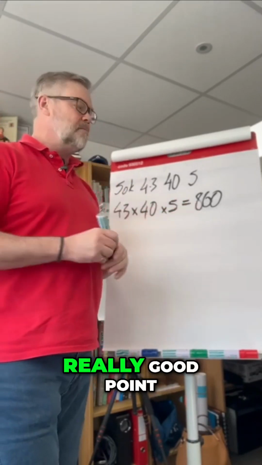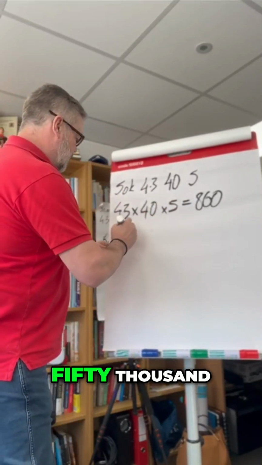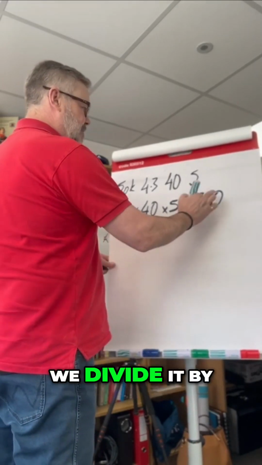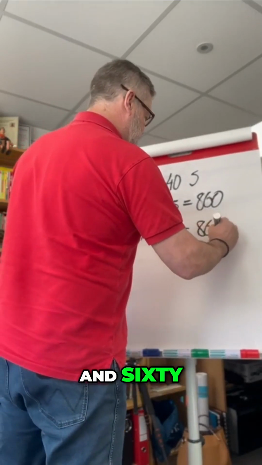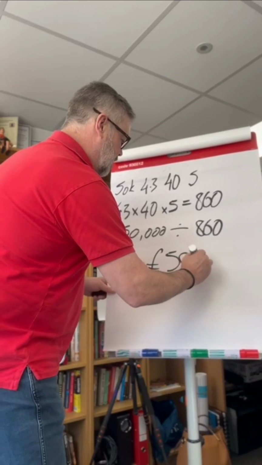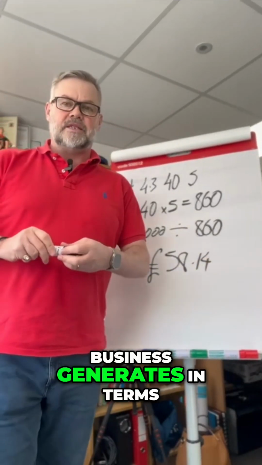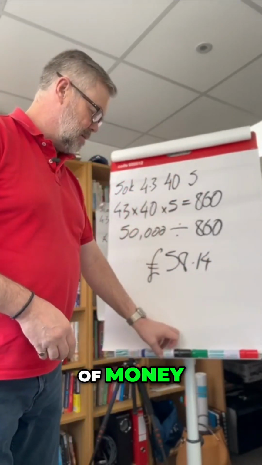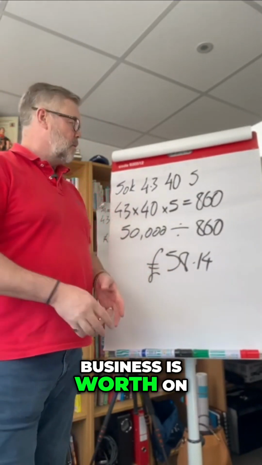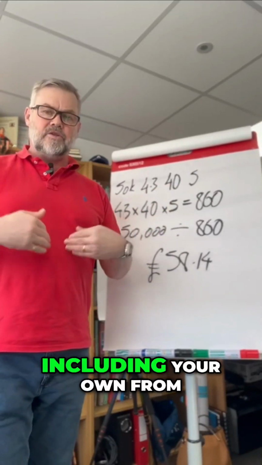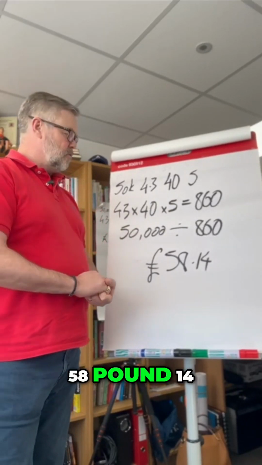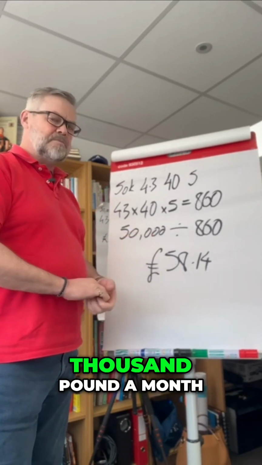But here's the really, really good point. We now take 50,000 in terms of your revenue, and guess what? We divide it by that number, 860, and this is the number that you're looking for in terms of how much each hour in your business generates in terms of money. Per hour, that is what your business is worth, on the amount of hours that you buy, including your own, from your team, right down to the very bottom there: £58.14 per hour for a £50,000 a month business.